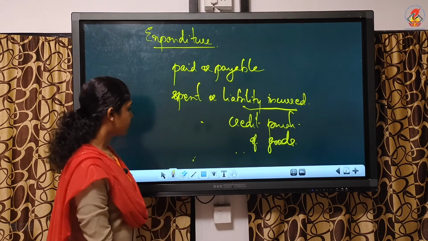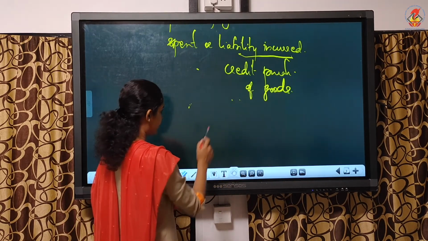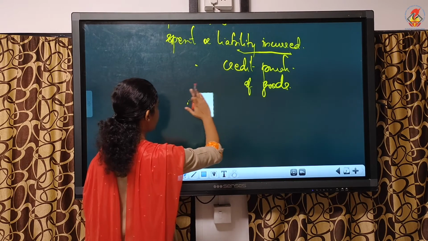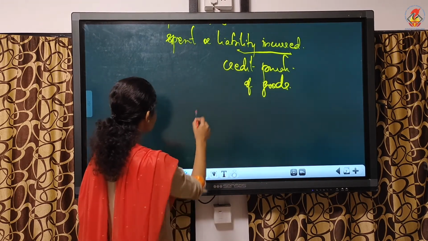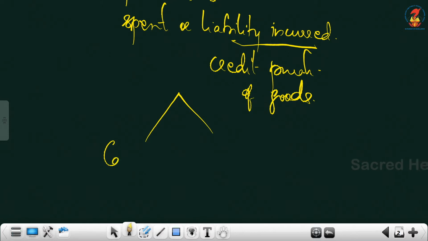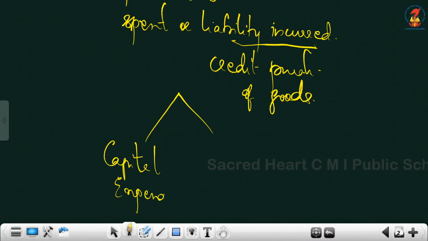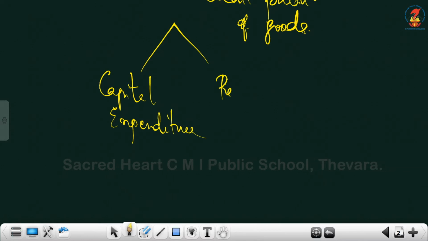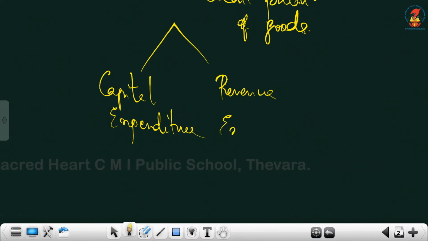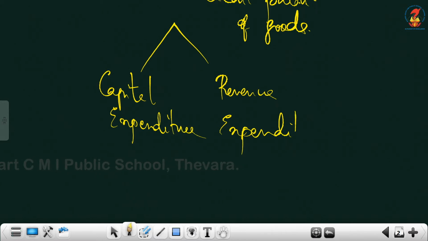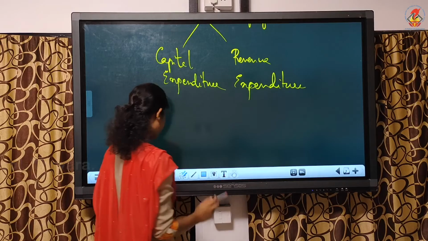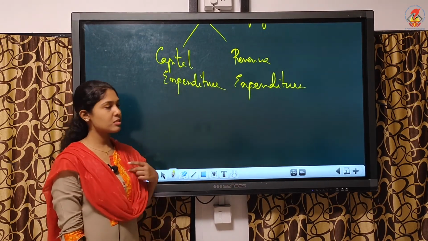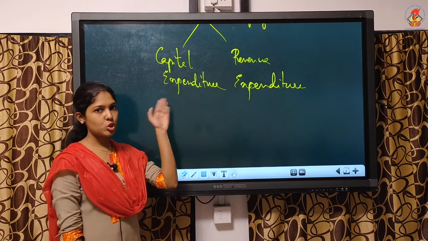Again, we have a classification for this, just like revenue receipts and capital receipts. Here we have revenue expenditure and capital expenditure. Don't write it as expense, you must write it as expenditure itself. Expense we will discuss as the next term. There is a difference between these two. So, write it as expenditure itself.